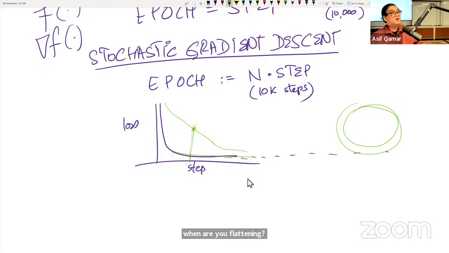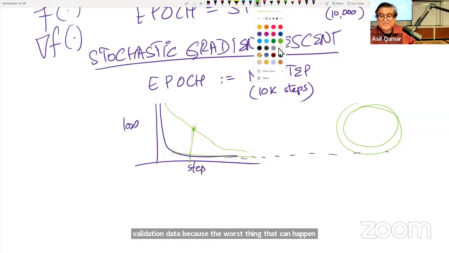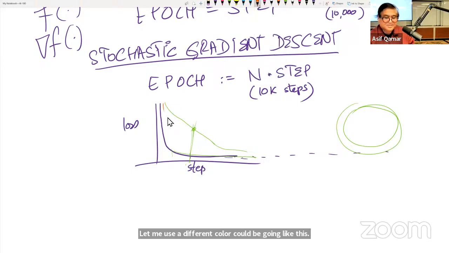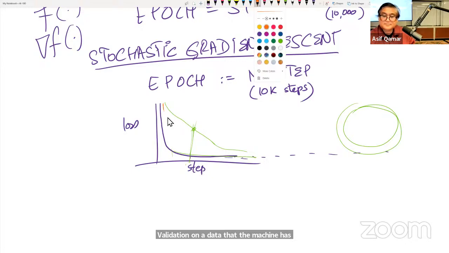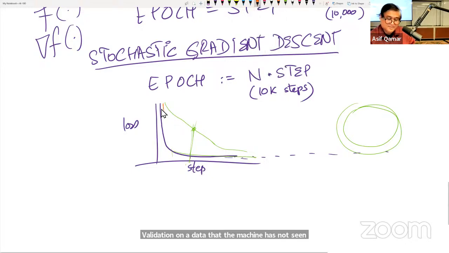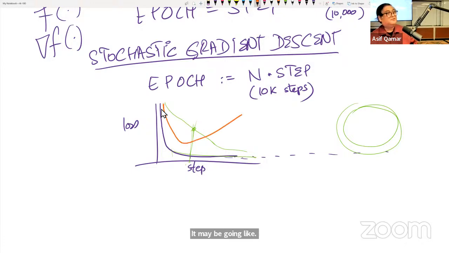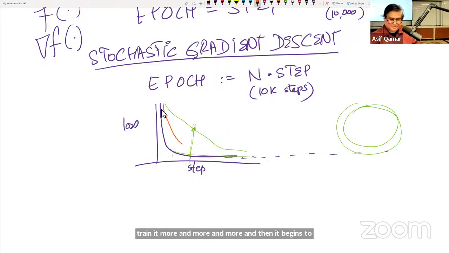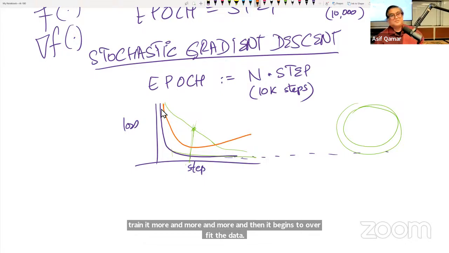You sometimes freeze the model and then apply the validation data, because the worst thing that can happen, and in fact the point that you raised quite well, is about validation data. Let me use a different color. It could be going like this. Validation on data that the machine has not seen may be going like this. Remember we said that there's an optimal degree, and you train it more and more, and then it begins to overfit the data. It's not that extreme, but it's sort of like this. It begins to go out.